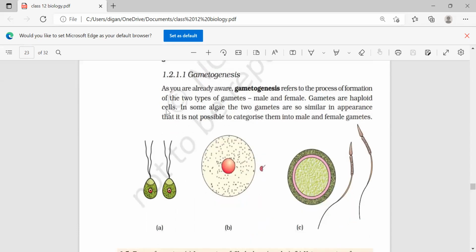Gametogenesis refers to the process of formation of two types of gametes, male and female. Gametes are haploid cells. In some algae, the two gametes are so similar in appearance that it is not possible to categorize them into male and female gametes. In simple language, gamete means gamete, genesis means formation. So the process of formation of gametes is called gametogenesis. And these gametes are always haploid, because when they fuse, they form the zygote, and then the zygote will be diploid in character. In some algae, you cannot differentiate the male gamete and female gamete from each other, and that type of gamete is called homogamete.